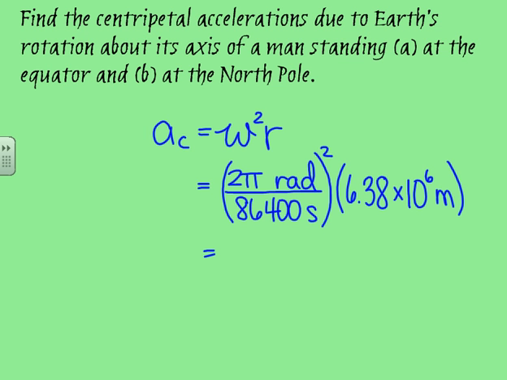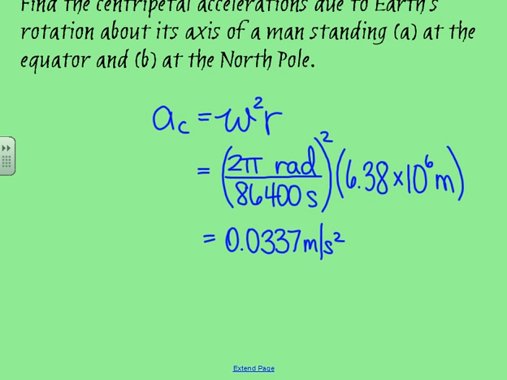If I multiply all of that out, I find that the centripetal acceleration of this man is 0.0337 meters per second squared. So this is for a man standing on the equator. What about for a man standing at the North Pole?